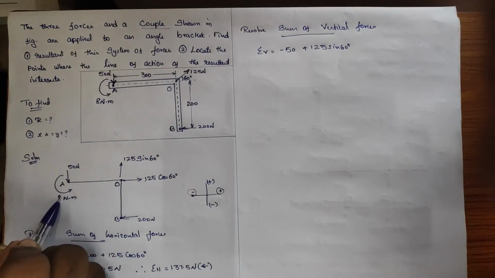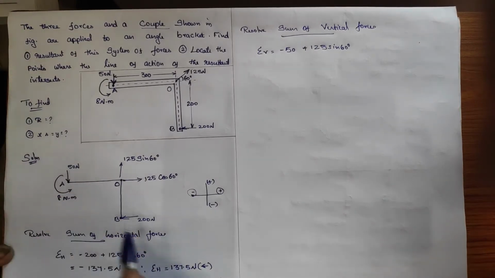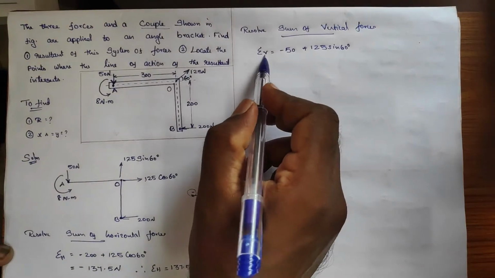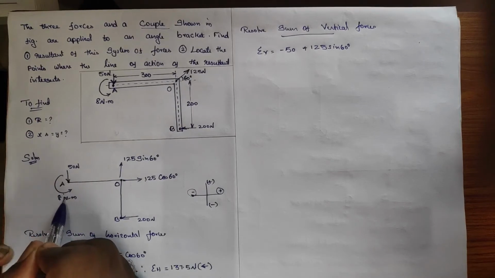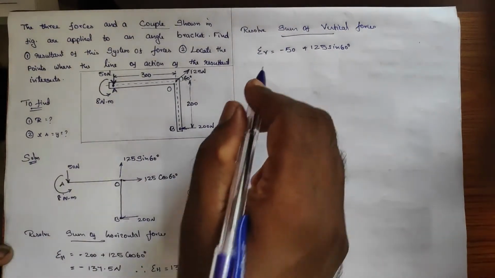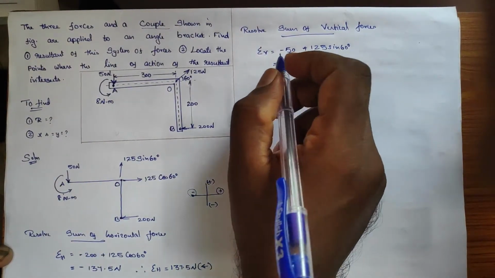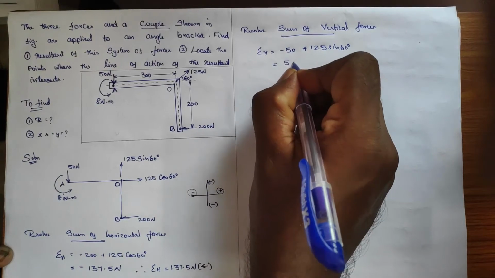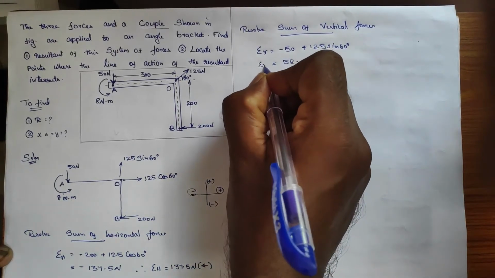Whether we need to add this 8 Newton meter, which is a couple? It does not come under either the horizontal force or the vertical force. Keep it in your mind, it's a couple, which is given in Newton meter. All the things are Newton, but this is Newton meter, so it cannot be included in the sum of horizontal force or sum of vertical force. If you add it somewhere in horizontal or vertical, it will be a wrong answer for you. So just do the calculation for the sum of vertical force. I hope you will get 58.253 Newton. Okay, sum of vertical force.